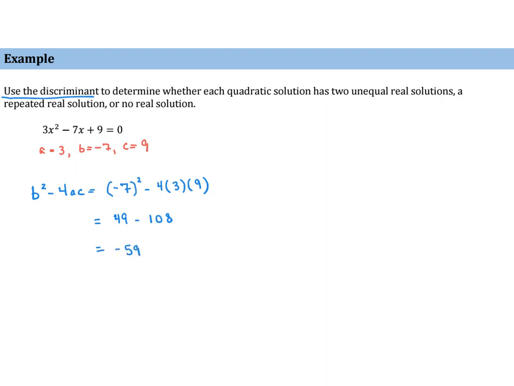Now, notice that this is negative. That means, therefore, so that's what that triple dot means, therefore, there is no real solution.